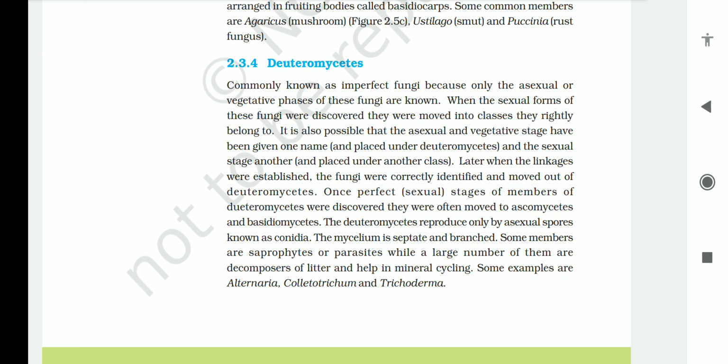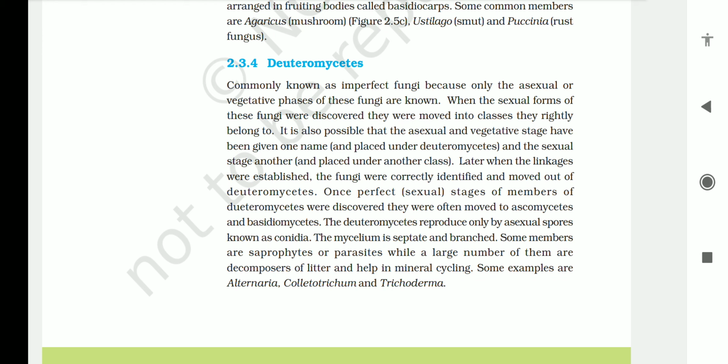It is also possible that the asexual and vegetative stage have been given one name and placed under Deuteromycetes, and the sexual stage another and placed under another class. Later, when the linkages were established, the fungi were correctly identified and moved out of Deuteromycetes. Once perfect, that is, sexual stages of members of Deuteromycetes were discovered, they were often moved to Ascomycetes and Basidiomycetes. The Deuteromycetes reproduce only by asexual spores known as conidia. The mycelium is septate and branched.